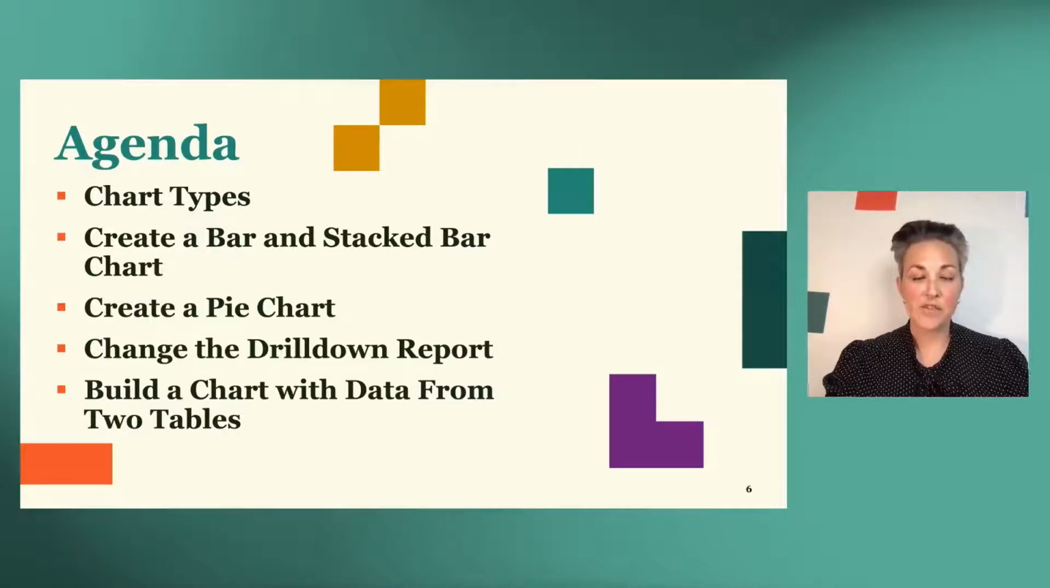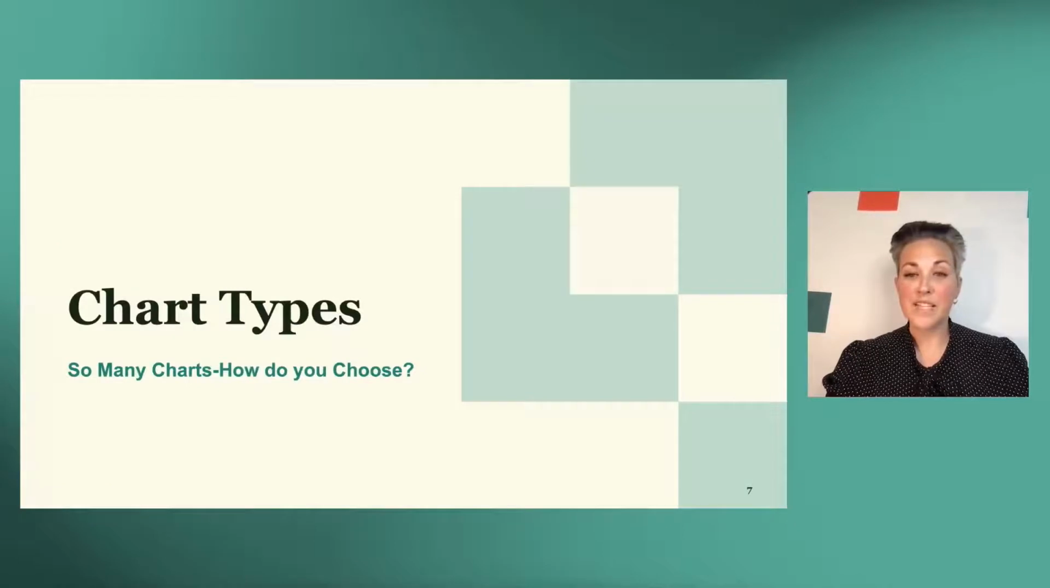Here's the agenda for what we're going to be covering in our session. We're going to be taking a high-level view of chart types. We're going to be creating a bar and a stacked bar chart. We'll create a pie chart. We'll then change the drill down report for that pie chart. We're also going to be building a chart with data from two different tables. All right, let's dive in.